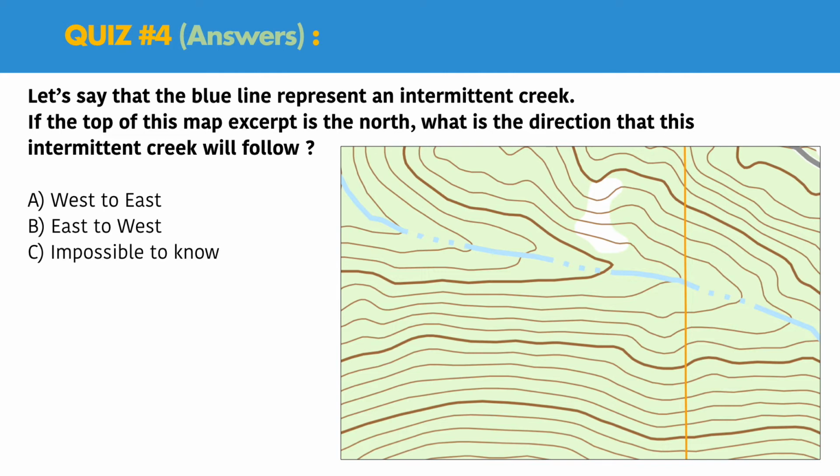This is a tricky question because here we don't have any elevation values, but we know that this line represents an intermittent creek. And just from this information, we know that these v's represent a valley path and not a ridge line. If it was a ridge line, this place would be high in altitude and this place low. But because it's a valley, it's the opposite. This place is higher than this, so the water will go from east to west, and the correct answer is B.